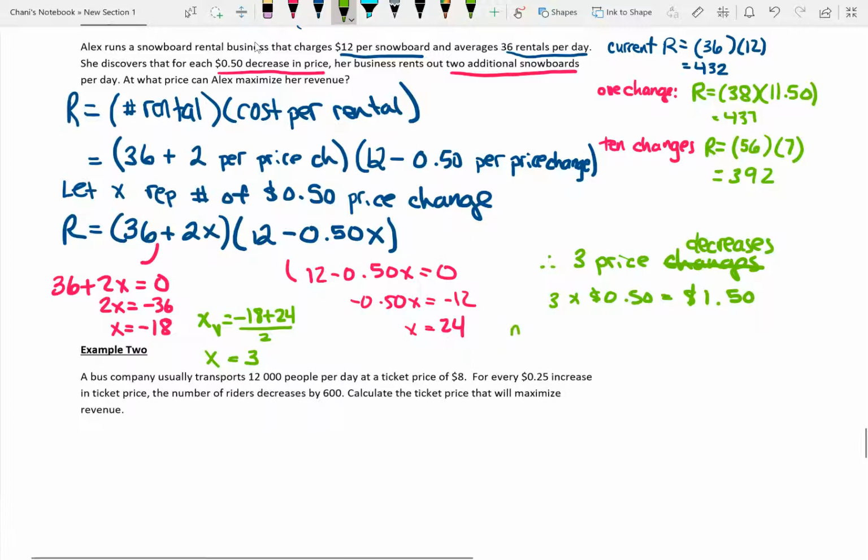So therefore, our new price that will maximize revenue is $12 minus $1.50, so $10.50. So what price can Alex maximize her revenue? $10.50. Now, if you wanted to throw a little sprinkle on there, you could put x equals 3 back into your revenue equation and find out that the revenue at this price would be $441. So she would be making $9 more than she is right now per day, which adds up.